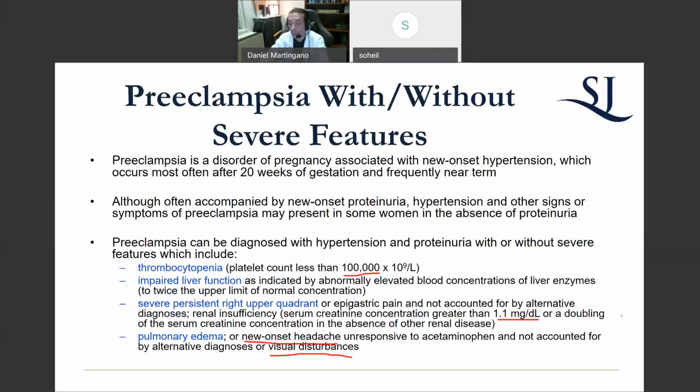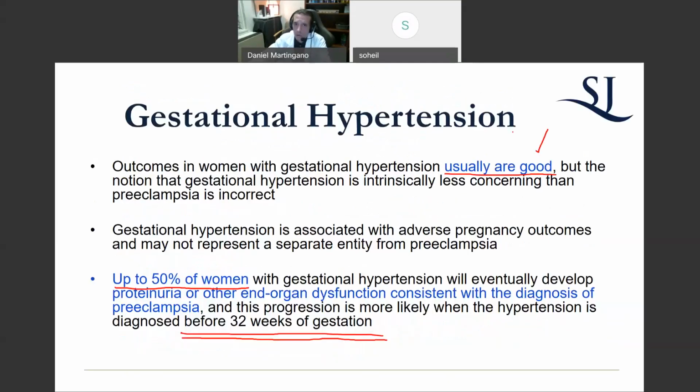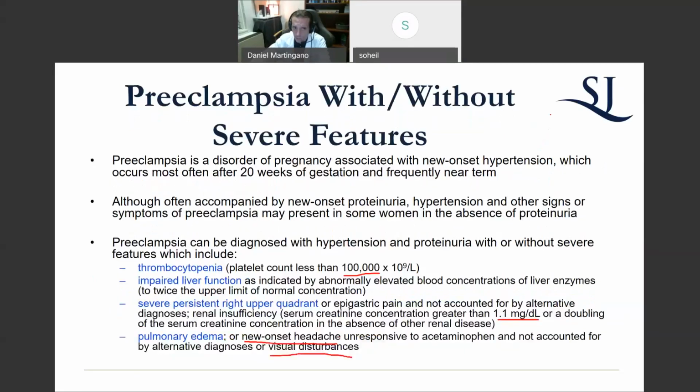Okay, if you have severe blood pressures at all, you are dealing with preeclampsia with severe features. So the way you want to think about it is that if severe blood pressure is there, it's a severe feature. So you're no longer dealing with gestational hypertension. So make sure that you're reading recent foundational material as well, so you don't get confused.